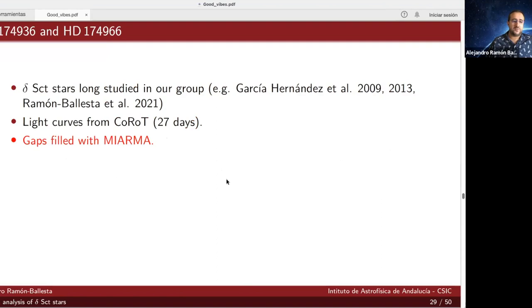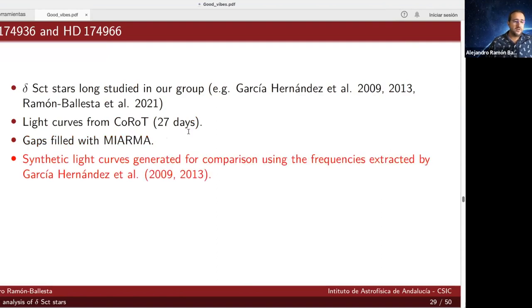We have filled the gaps with the MIARMA algorithm I mentioned earlier. And we have generated synthetic light curves using the frequencies extracted by García Hernández and collaborators in 2009-2013 in order to have something to compare. Because this is the first time we use this wavelet technique, we wanted to be sure that what we were getting was real and not an artifact of the method.